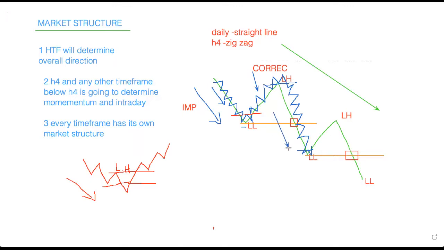This is also another impulse that we see here. This is a correction. This is also another impulse that we see here. Okay. So you can note this down. After creating a new lower low on a higher time frame, we wait for a lower time frame, that is H1 or H4, to break structure, and then it corrects or it gives us another impulse.